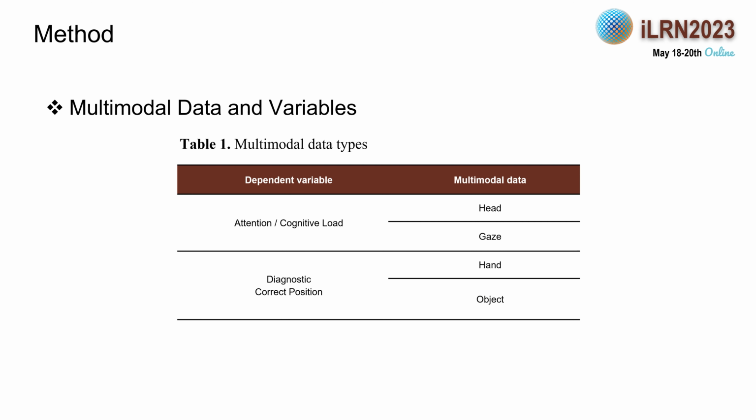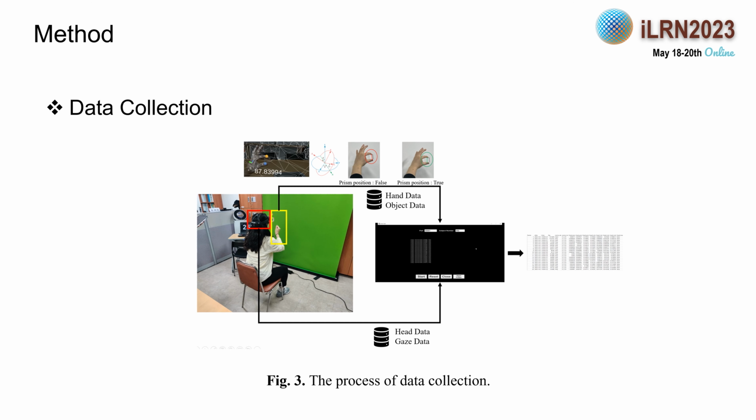Table 1 shows the types of multimodal data and variables collected. Gaze information and the head position of the user were used to measure the user's attention and cognitive load. The head position and interaction with a 3D object were used to check the accuracy of diagnostic performance and skills. Figure 3 shows the process of data collection.